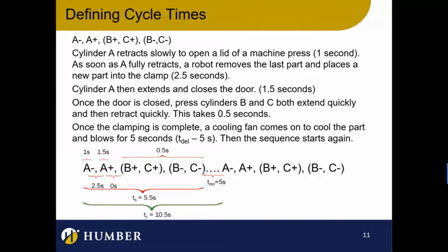So all we're going to do is we're going to take a look at the description, and then we're going to write the control statement. We're going to label all the times. The cylinder retracts slowly to open a lid of a machine press.